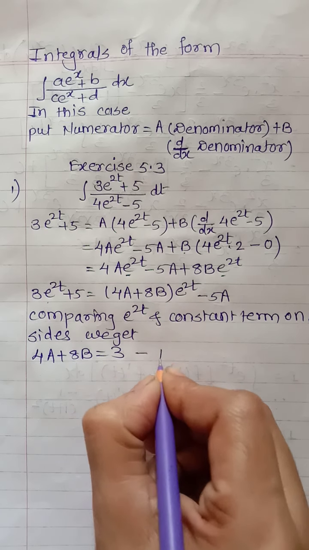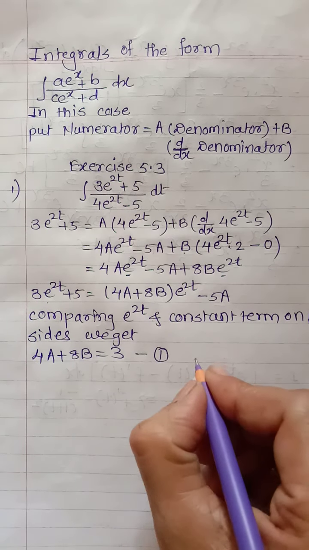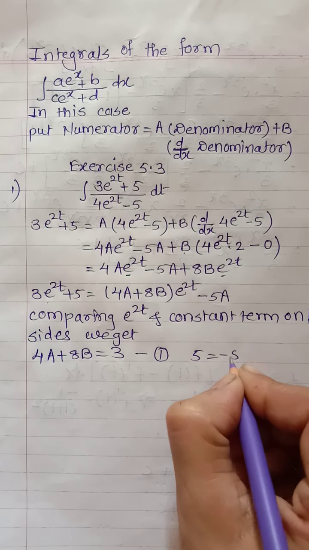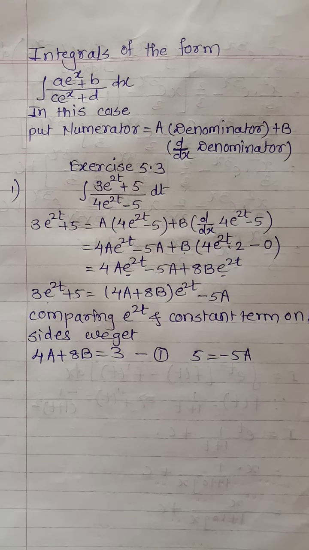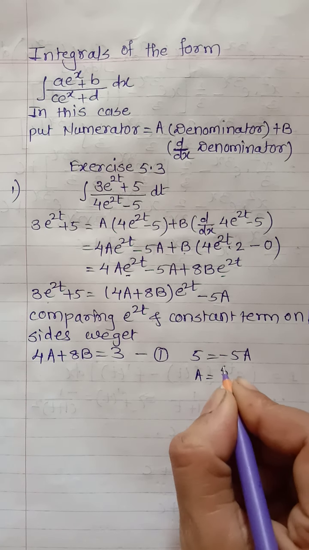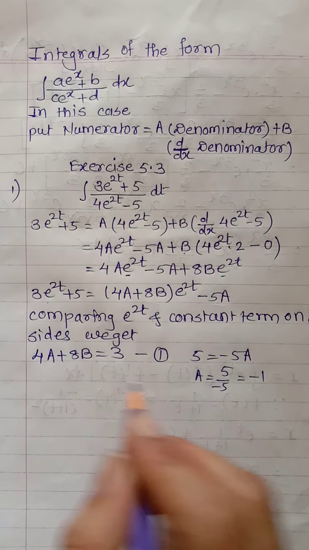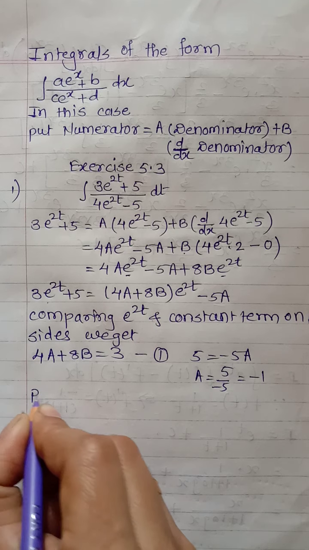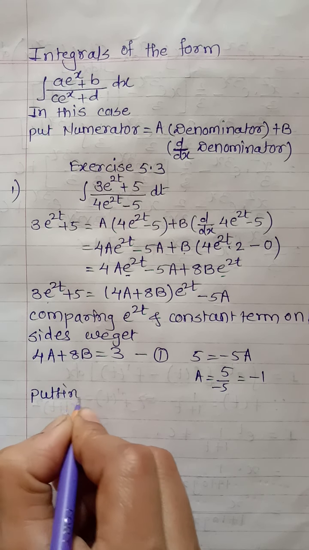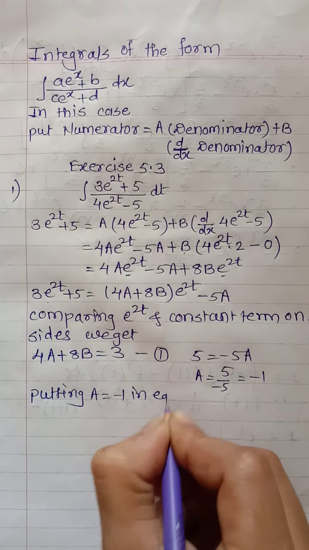This is your first equation, and your constant term is what? It is 5 and -5a. So 5 is equal to -5a. From this you get the value of a. Then a is equal to 5 upon -5, which is -1. Substitute this value in equation 1. So we write here, putting a equal to -1 in equation 1.